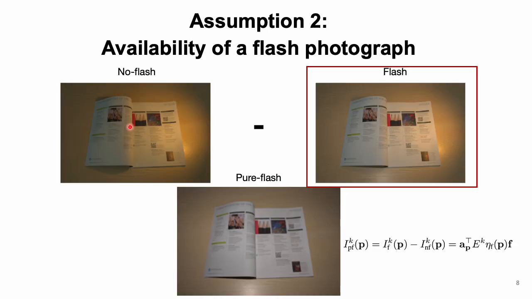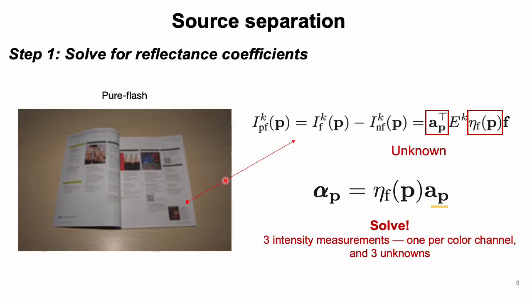The second assumption is that we have access to flash photography. By subtracting the no-flash image from the flash image, we can compute the pure flash image, which well embeds reflectance information. With these assumptions, we can perform illumination separation in the following steps.